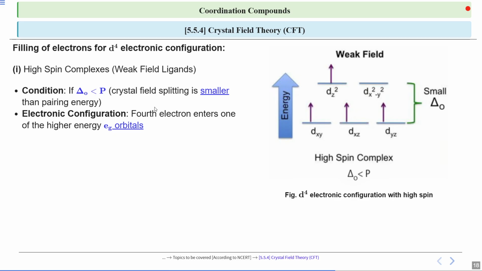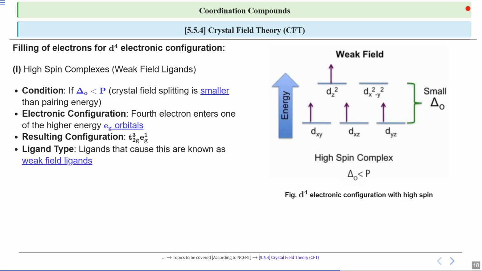In this case, when delta naught is lesser than P, the pairing energy, then for the d4 configuration, three electrons are already filled in the t2g orbitals, in dxy, dxz and dyz, each singly occupied. Now the fourth electron, since the crystal field splitting is smaller than the pairing energy, is going to enter one of the eg orbitals, here dz square. This results in the configuration t2g3 eg1, because in the t2g we have three electrons and in the eg we have one electron until now.